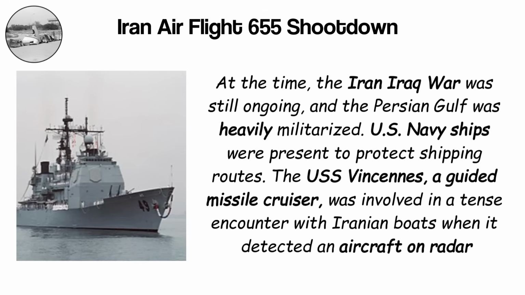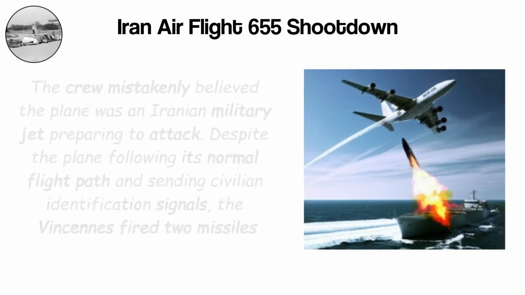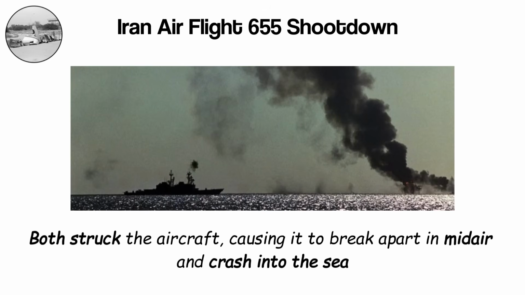US Navy ships were present to protect shipping routes. The USS Vincennes, a guided missile cruiser, was involved in a tense encounter with Iranian boats when it detected an aircraft on radar. The crew mistakenly believed the plane was an Iranian military jet preparing to attack. Despite the plane following its normal flight path and sending civilian identification signals, the Vincennes fired 2 missiles. Both struck the aircraft, causing it to break apart in midair and crash into the sea.